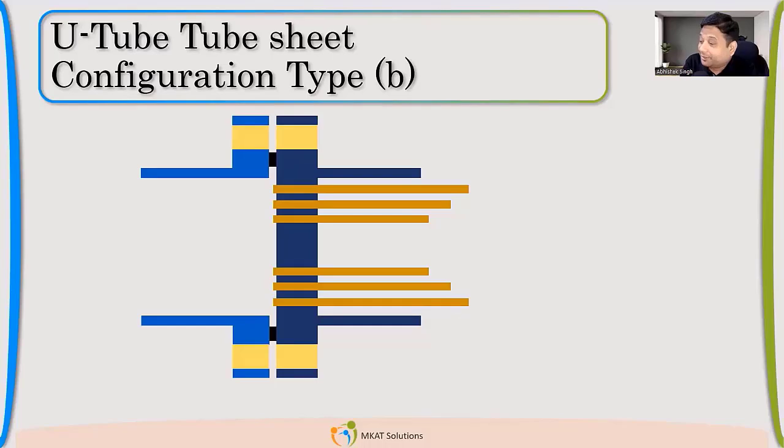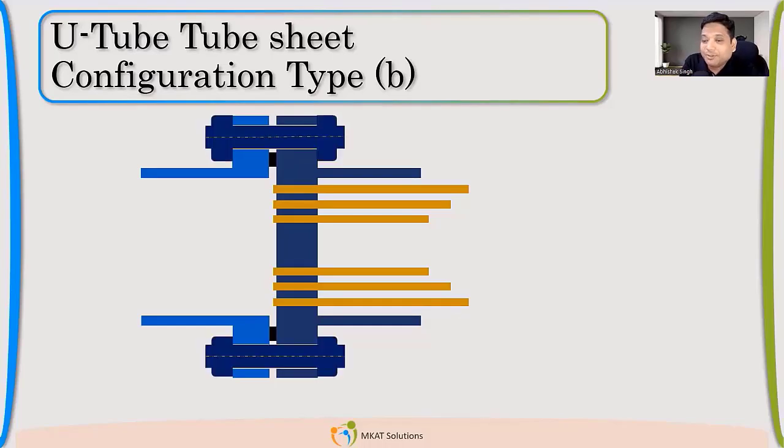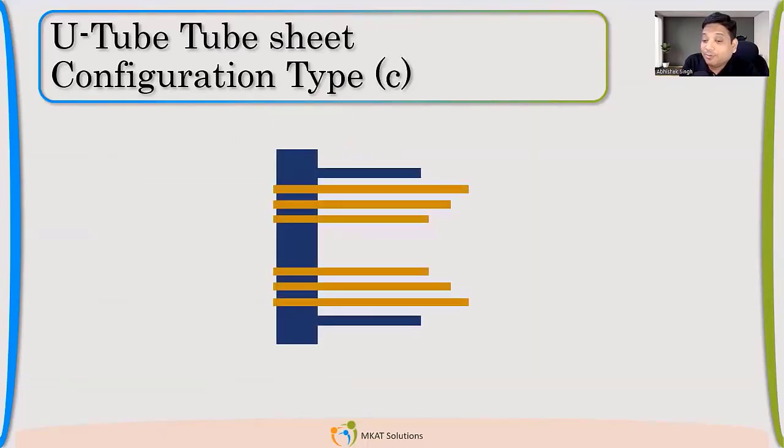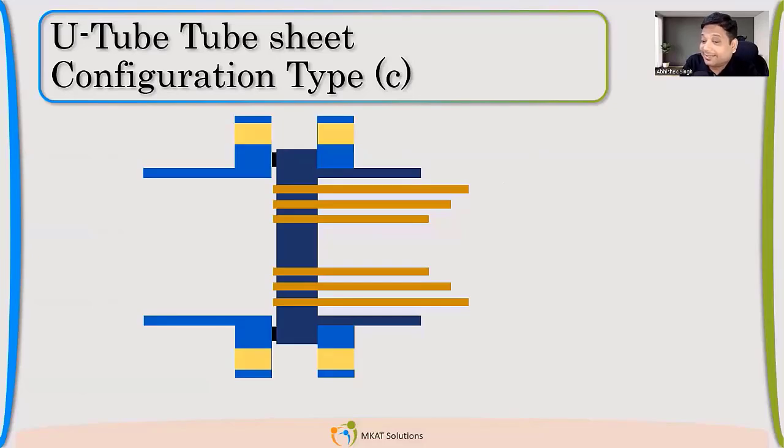So B is a tube sheet integral with shell. We will bolt it and our configuration is ready. Don't worry about dimensions. Now C, still it is integral with shell, but what is the difference between B and C? Lap joint. In B, the tube sheet was extended as flange. In C, it is not extended. It is a lap joint. It's not sandwich type.